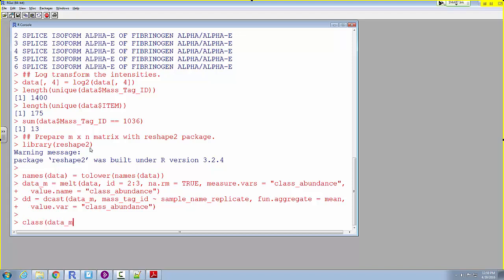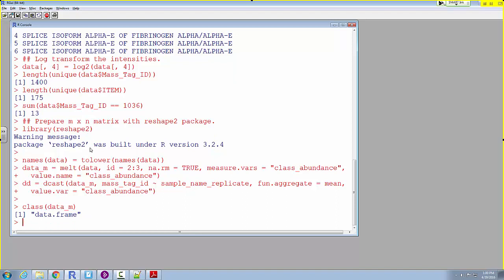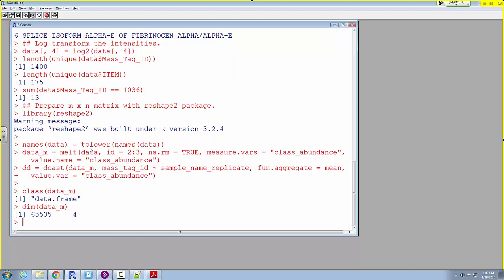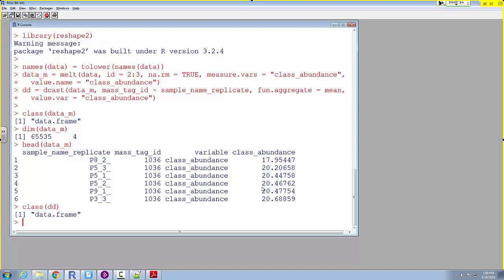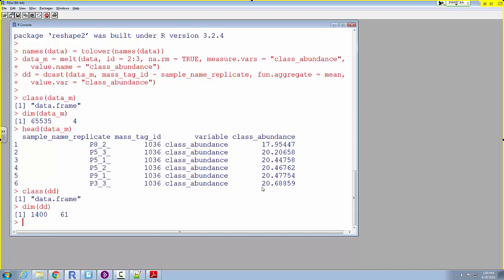I have this thing, data M, which is a data frame, 65,000 by 4. Okay, and what I have so far is just replicate name, mass tag ID, class abundance. So I created a new variable, class abundance. And then what is DD? Class DD, also a data frame. Dim is 1400 by 61.